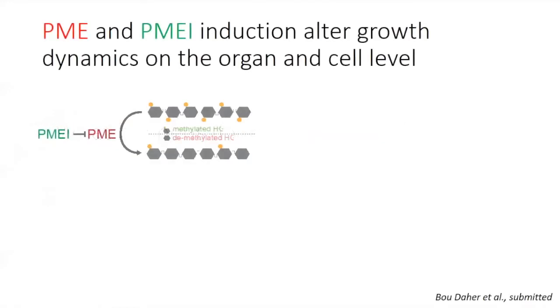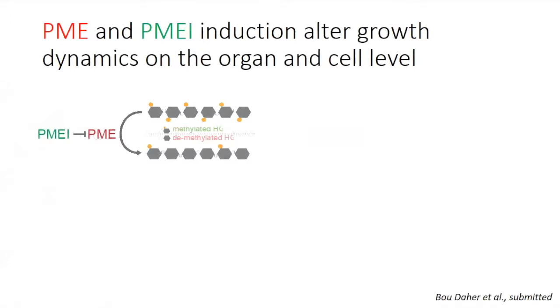So as a little reminder for you, PME is catalyzing the removal of methyl groups. So this should allow pectin, if there's not a lot of polygalacturonase present, to calcium cross-link and become more rigid. But if you have inducible PMEI, that should block PME's activity and leave you more in this fluid state.